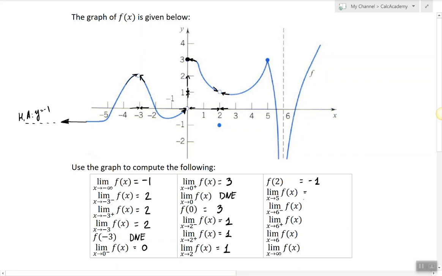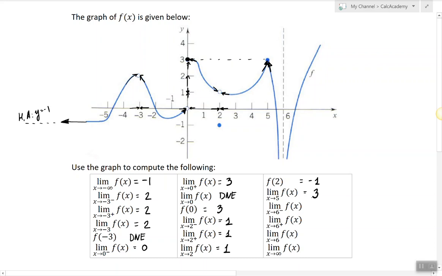Next, what is the two-sided limit of f of x as x approaches 5? Again, it looks like both one-sided limits exist, and they all go to 3. As x gets closer and closer to 5, the output gets closer and closer to 3, and the same behavior is on the left and the right, so we say the limit of this function as x approaches 5 is 3.